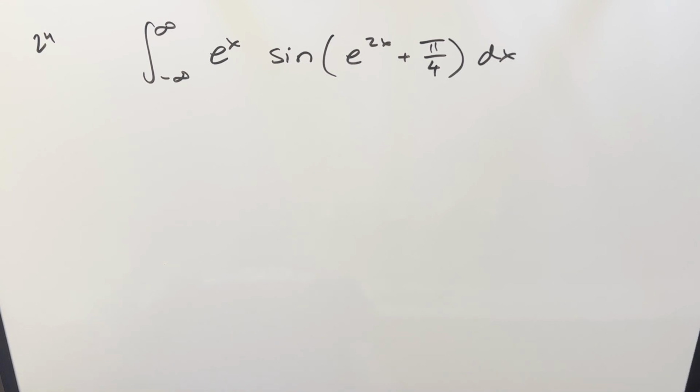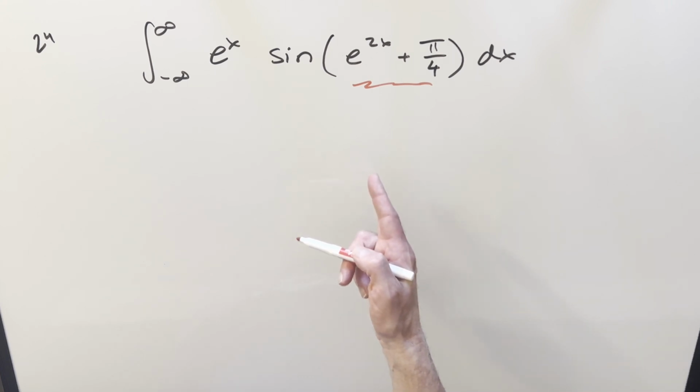Okay, we have here a nice integral today. This one was sent to me by Sid. We've got the integral from minus infinity to infinity of e^x times sine of (e^(2x) + pi/4) dx. Okay, we have kind of a lot going on here in the angle on the sine.